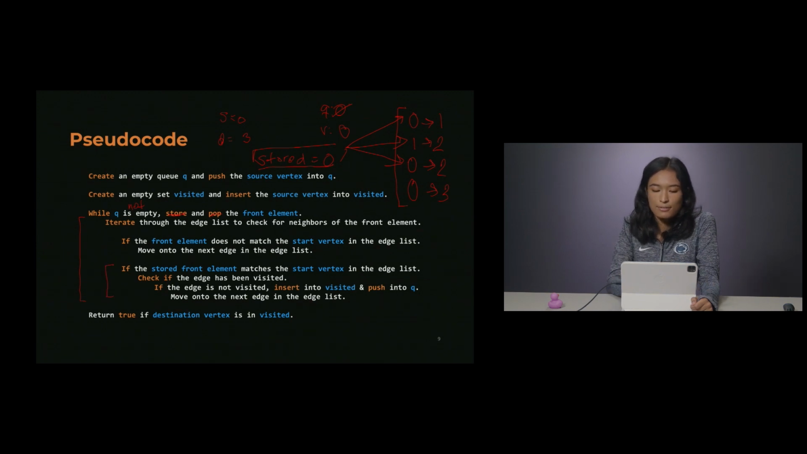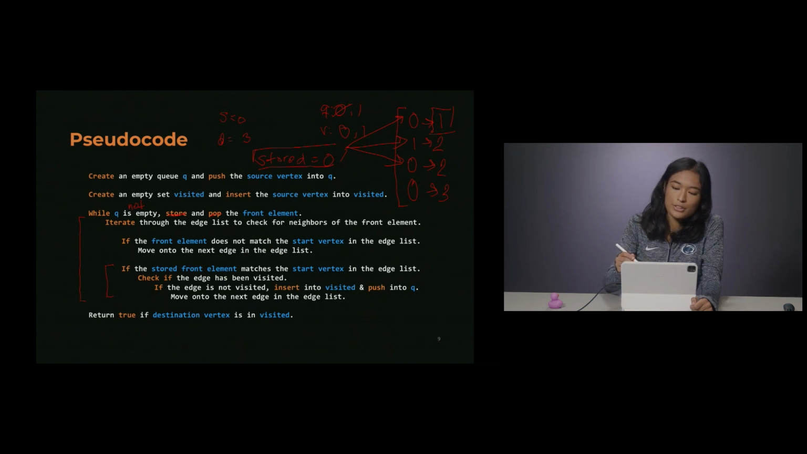We check if the edge has been visited. So we check, hey, has 1 been visited already? But notice we only have 0 in our visited set. So since 1 has not been visited, we are going to insert 1 into our visited set and push it into queue, right there. And I'm pushing it into the queue because now I want to end up checking 1's neighbors in the edge list.